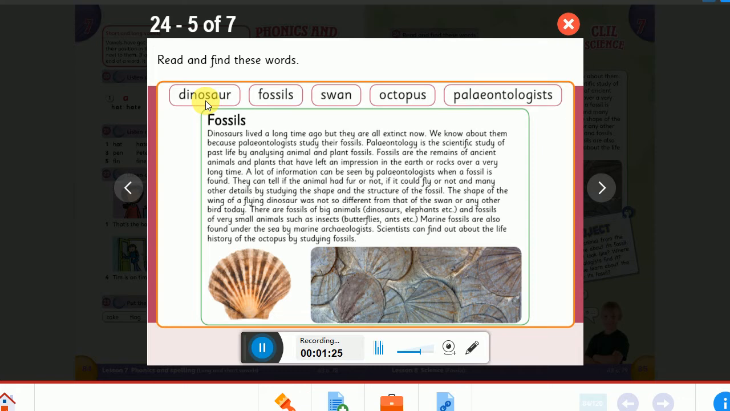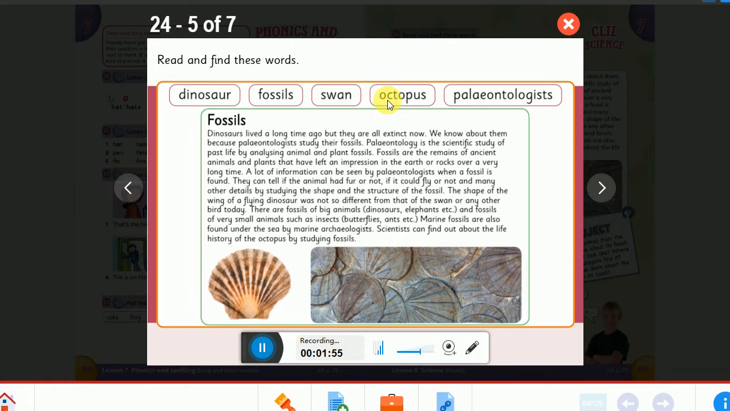The first one is a reading passage about fossils. And as you see, you have these words here. Read and find these words: dinosaur, fossils, swan, octopus, paleontologist. As you read, try to guess these words from the context. Can you follow along with me in the book, please?